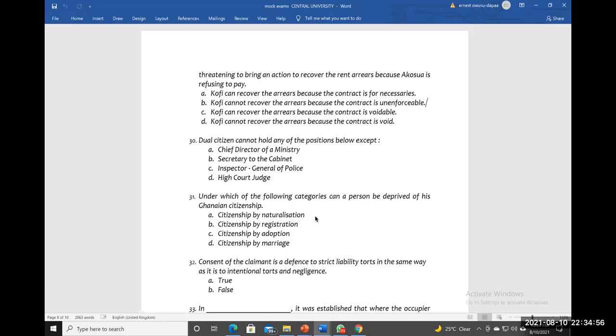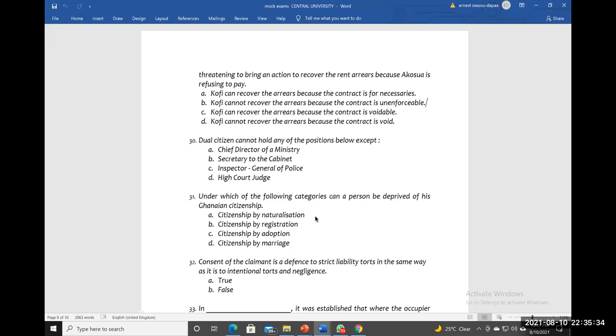In subsection 4, where the marriage of a person registered as citizen under subsection 2 is dissolved, the person shall continue to be a citizen unless the citizenship is renounced. So if you acquired citizenship by registration, by virtue of being married to a citizen of Ghana, should there be dissolution of that marriage, it is not automatically going to result in revocation of your citizenship. You only lose your citizenship where you renounce it as it were.